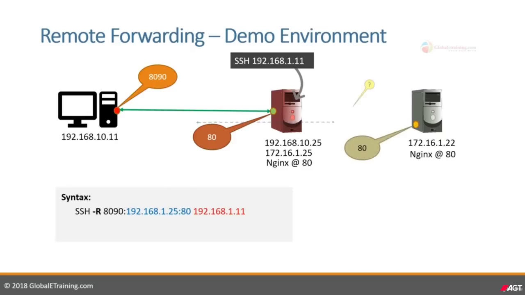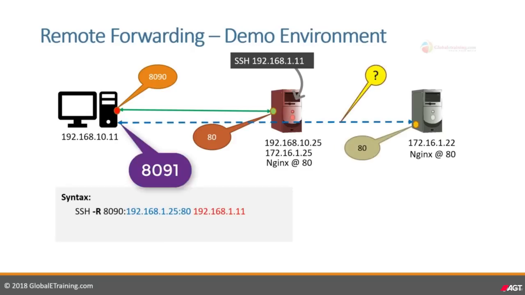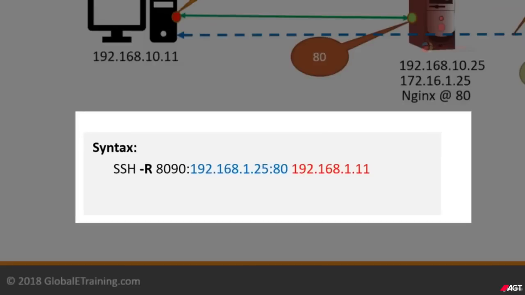8090 gets mapped to the Nginx port on the jump server, which is .25. And then we would create port 8091 on the .11 machine, and it's mapped to the Nginx port on 172.16.1.22. And the secret sauce for this is that all we have to do is use the -R option for mapping. And here is the syntax.